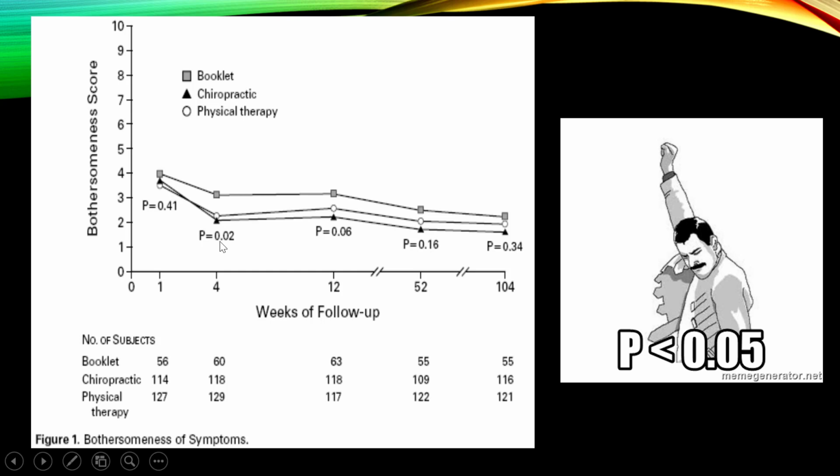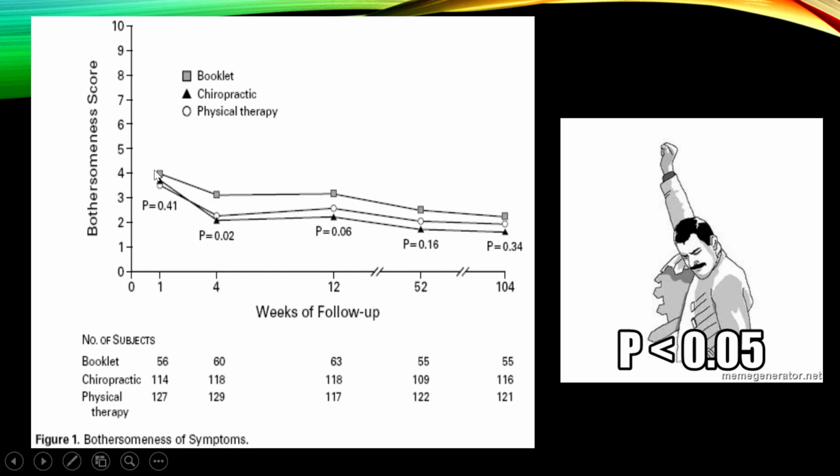When we get to 4 weeks of follow-up, we can see that the triangle and the circle, which is chiropractic and physical therapy, appear to be statistically significantly better, I should say, because the bothersomeness score has dropped more than the booklet group. And so this, we're looking at statistically significant difference. Again, we're looking to see, are there group differences in the continuous variable? So it would be an ANOVA or a regression analysis.